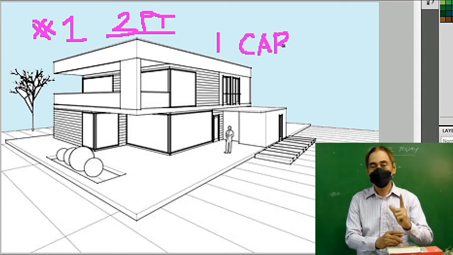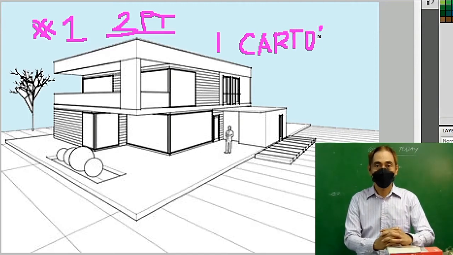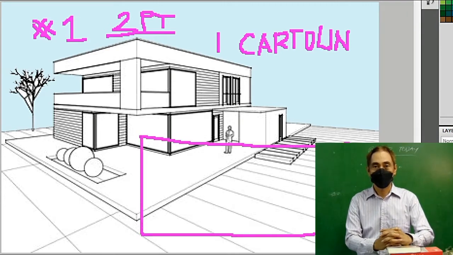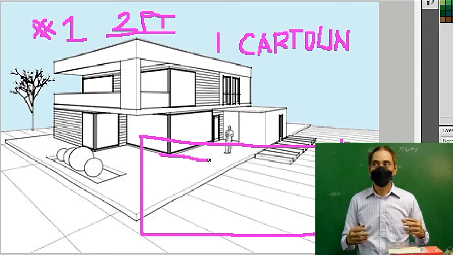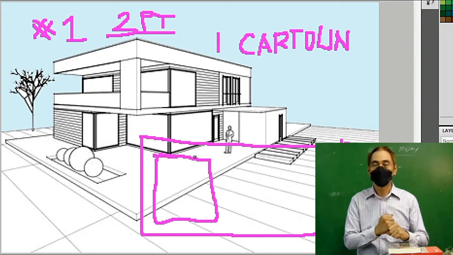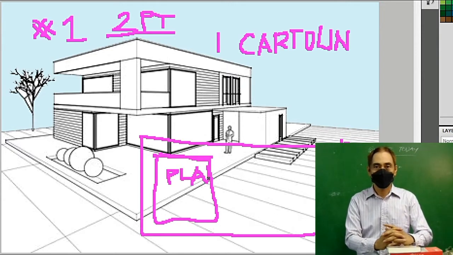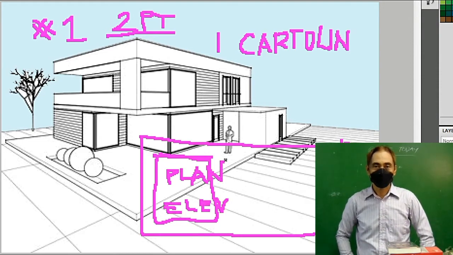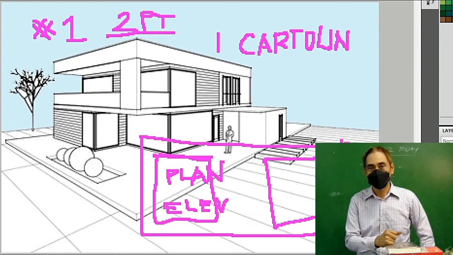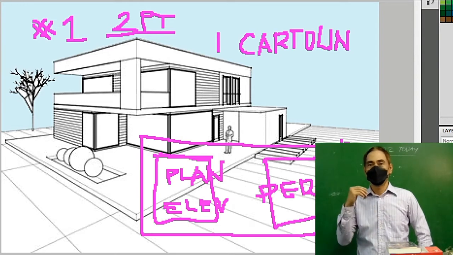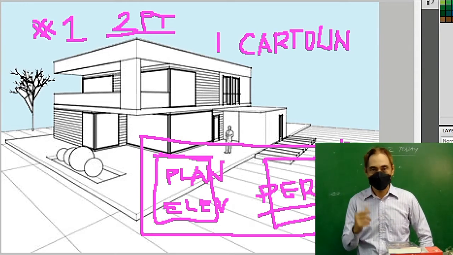Why is that, it is too big? 1 cartolina, okay? Because in the 1 sheet of cartolina, you will lay out on the left side the plan, the floor plan, and of course elevation and other specifications in your left side drawing, and on your right side is your 2-point perspective. Okay, that's why you need a bigger space for drawing. That's why 1 whole sheet of cartolina.